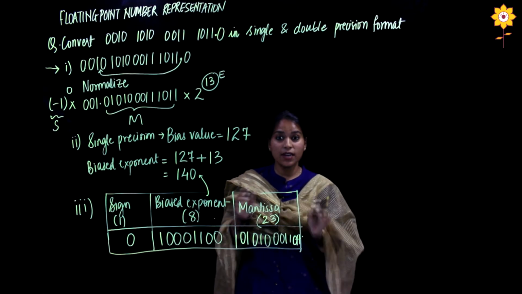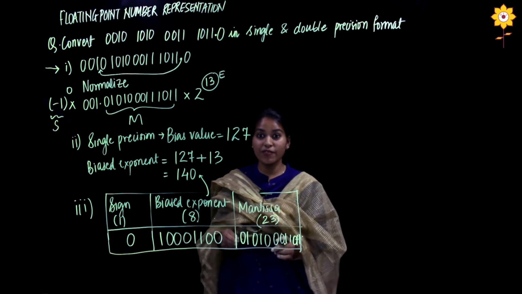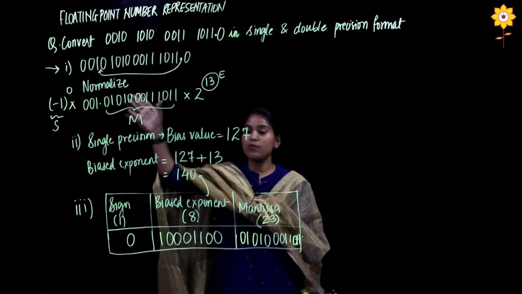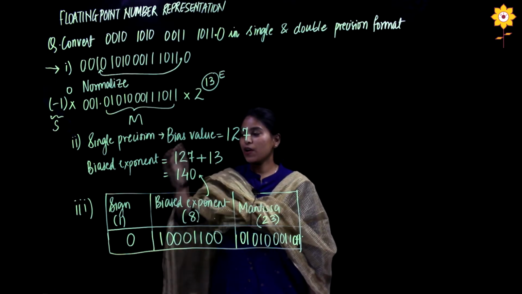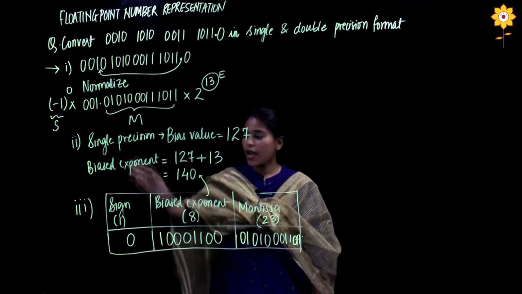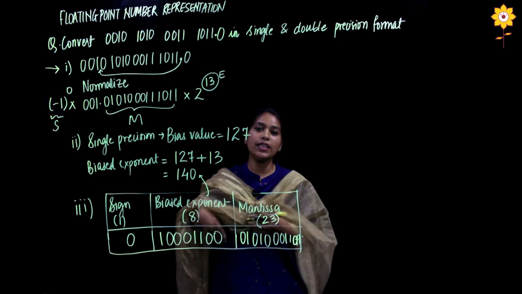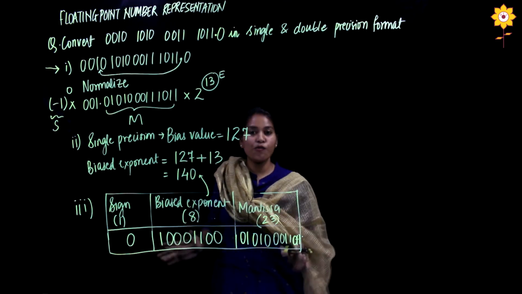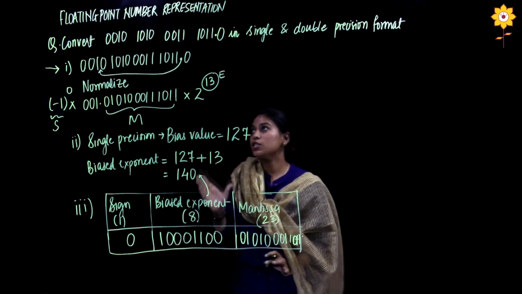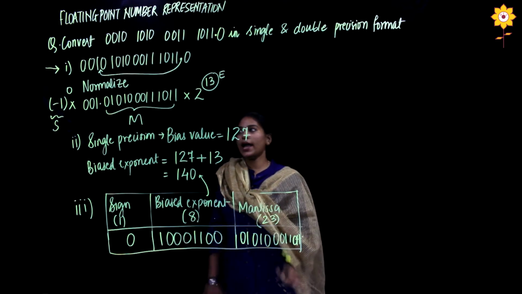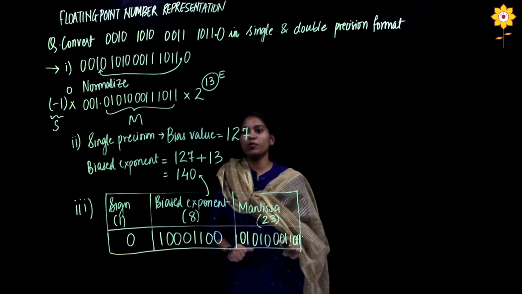As simple as that. This is an important topic, comes in the paper for about 5 marks. So very simple. The first step is to normalize the number. Then you have to find out the biased exponent and you simply have to place everything in the proper format. So this is for single precision. Now let's go ahead and try to write it in double precision.